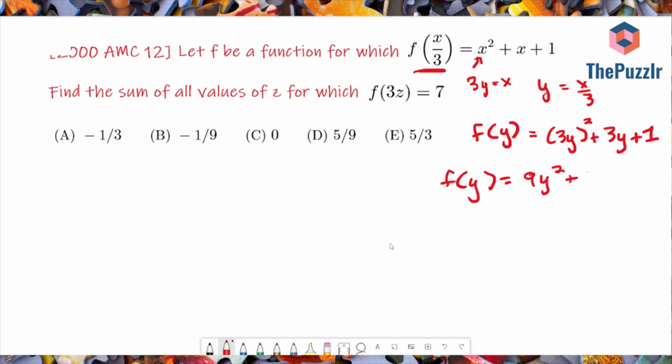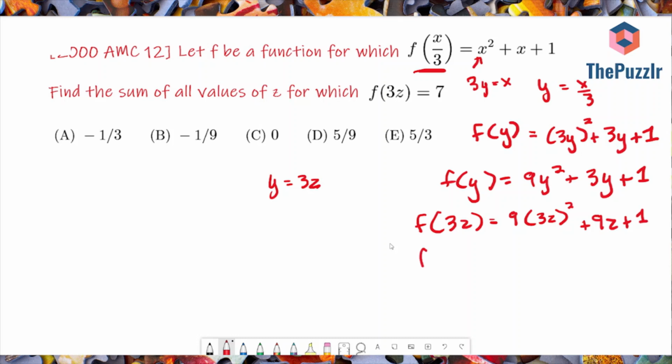plus 3y plus 1. Okay, so the problem is asking f of 3z is equal to 7. So what happens if we do y equals 3z? If y equals 3z, then we have f of 3z equals 9 times 3z squared plus 3 times 3z, which is 9z, plus 1. Or f of 3z is equal to 9 times 9, which would be 81z squared plus 9z plus 1.